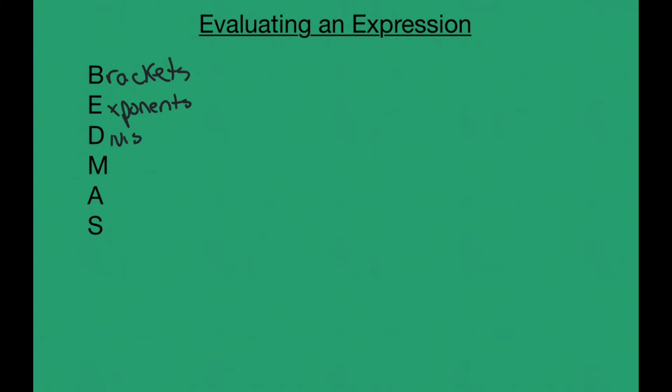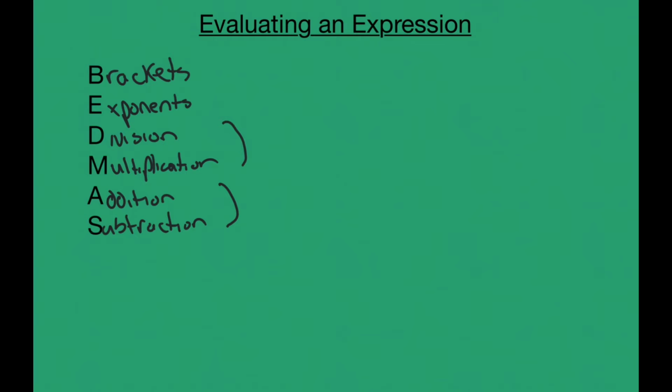Then you can go to division, multiplication, addition, and subtraction. That's the order that you have to solve anything in algebra. You have to do the brackets first, and then exponents, division, multiplication, addition, and subtraction. Now, if we have division, multiplication, and addition and subtraction in the same expression or the same equation, we solve it from left to right.